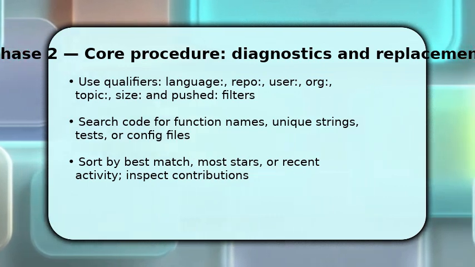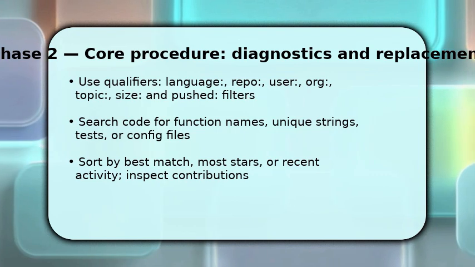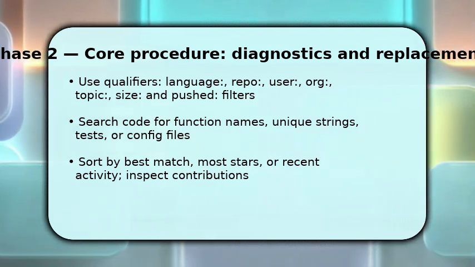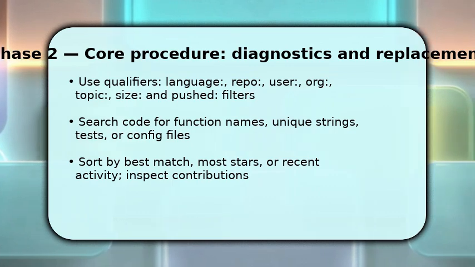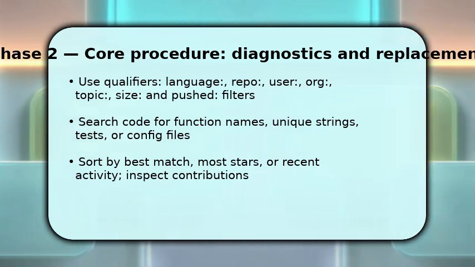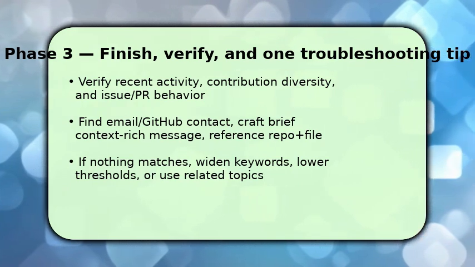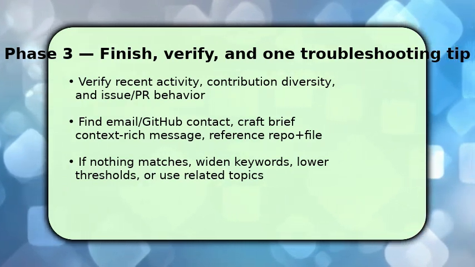Make sure to inspect commit history and PRs for context. This reveals depth of ownership and collaboration style before you consider outreach. Finish by validating candidates. Check recent commits, breadth of contributions, and how they handle issues and reviews because behavior matters.